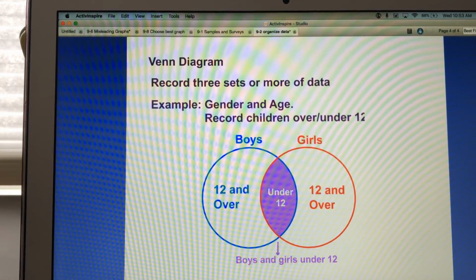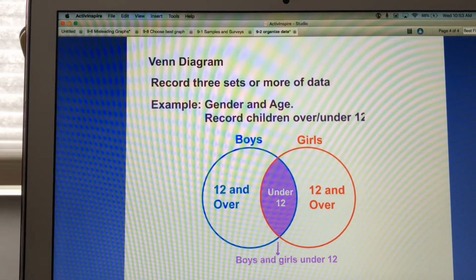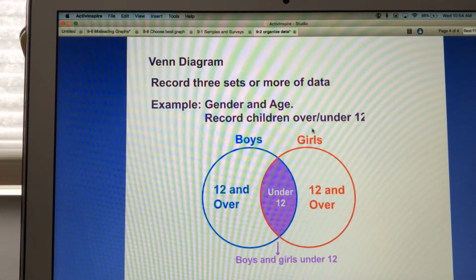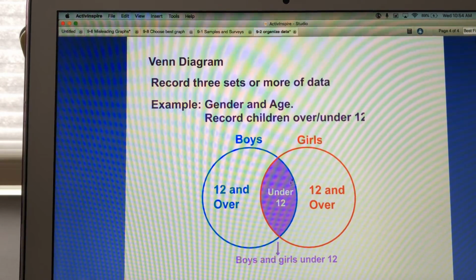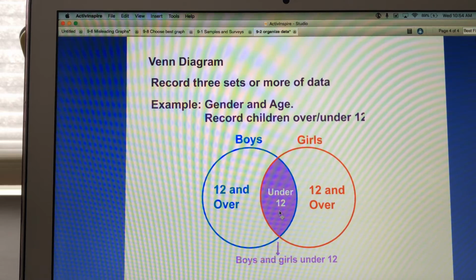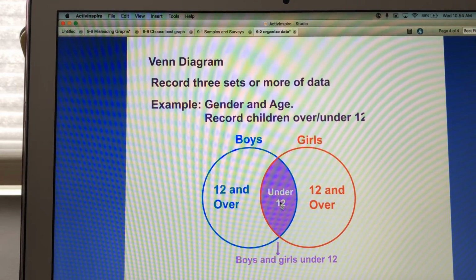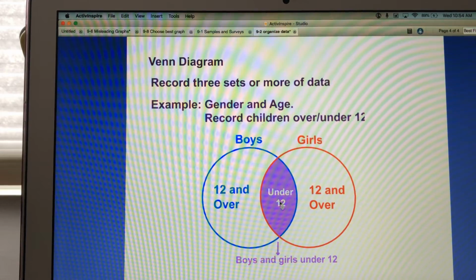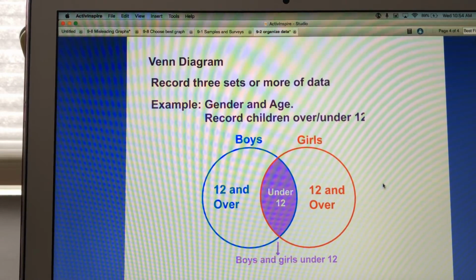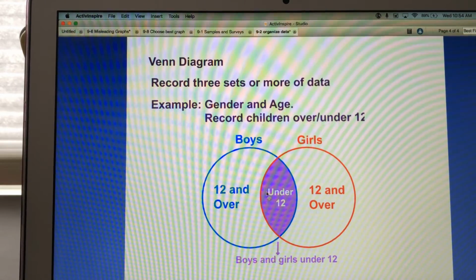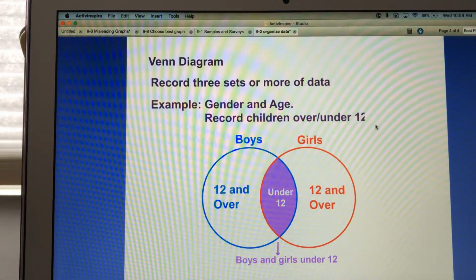A Venn diagram. You did lots of these in language arts, but here it is in math. You can record 3 sets or more of data. Here I did gender and age, record children over or under the age of 12. If you are under 12, you automatically go in this center. You do not get counted in the red. You do not get counted in the blue because you've already been counted here in the center, and you can only be counted one time. You have many examples in your notes that you have already where we looked at how to make a Venn diagram, where to put the data, but just be aware that you cannot duplicate the same people, okay?